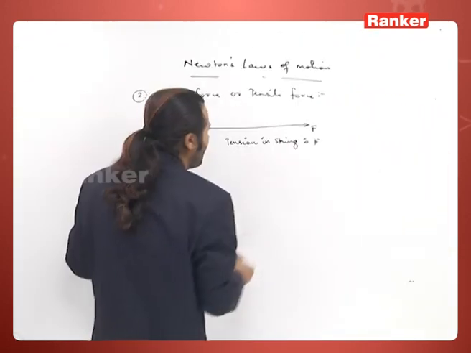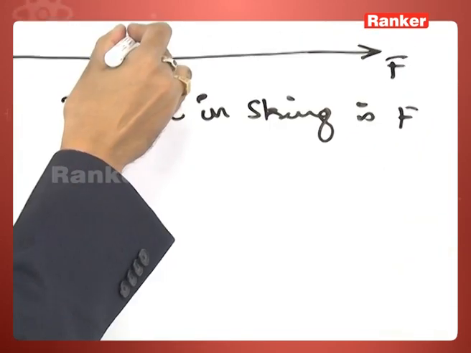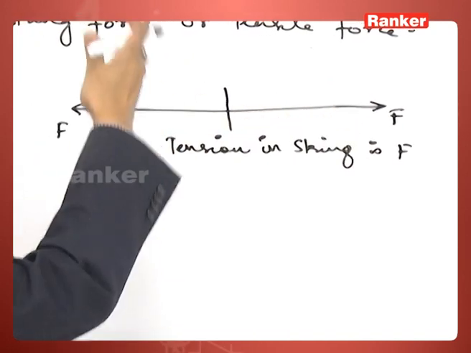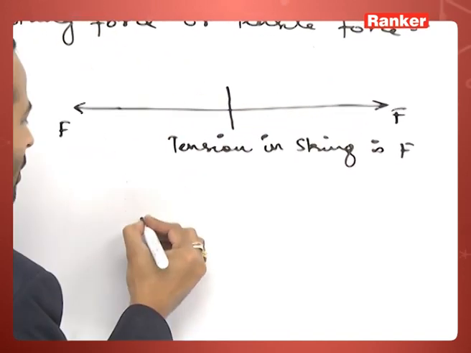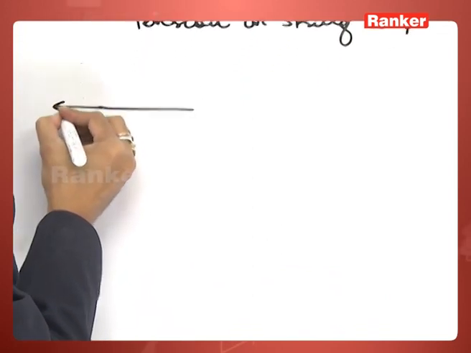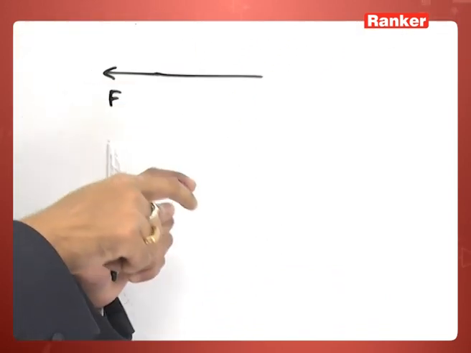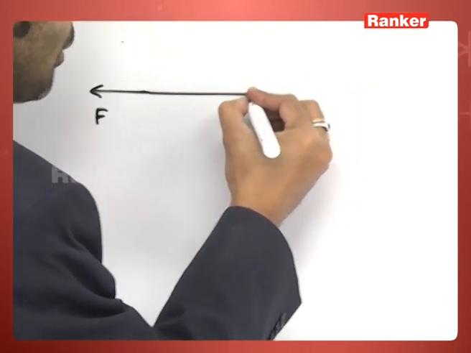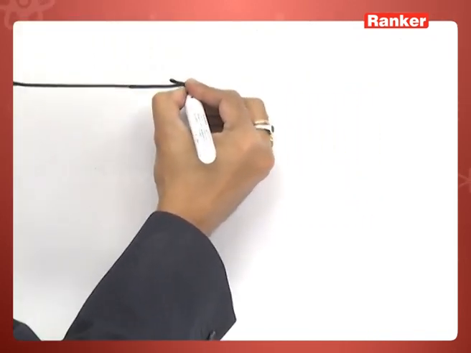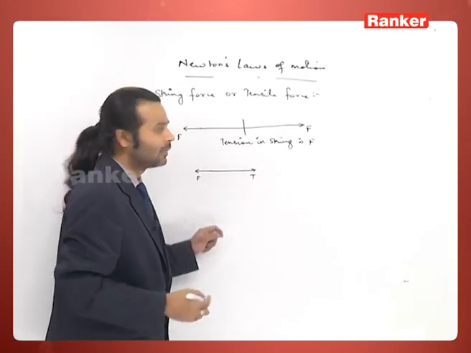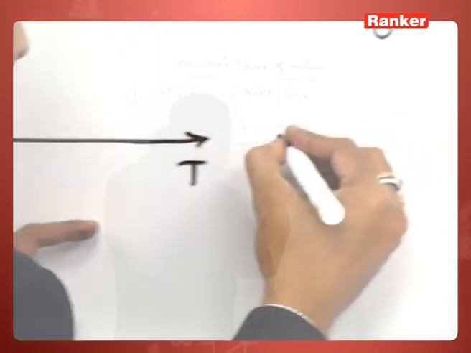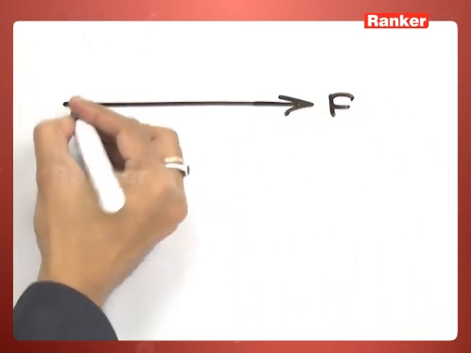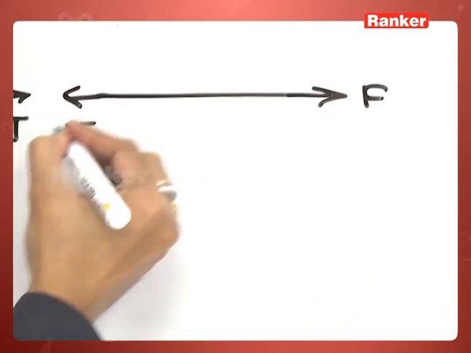Now you just divide the string at any point. You just take any cross-sectional part. So this cross-sectional part, this is F, and as I said earlier, tensile force always pulls this string. That is, at this part the tensile force will be like this, T. You take this another part, here the tensile force will always pull the string, T.